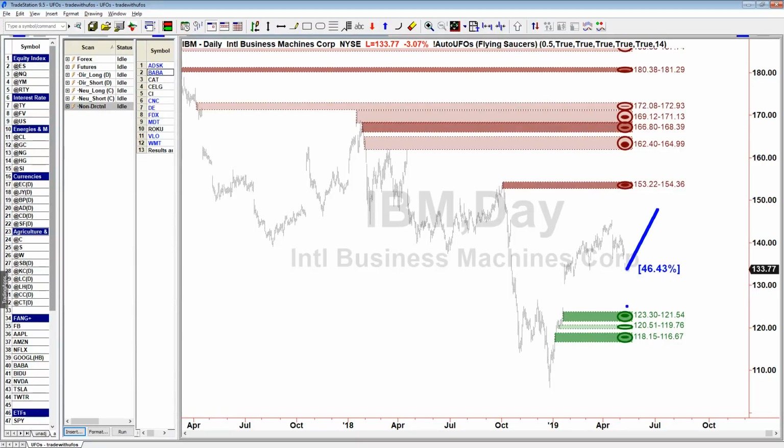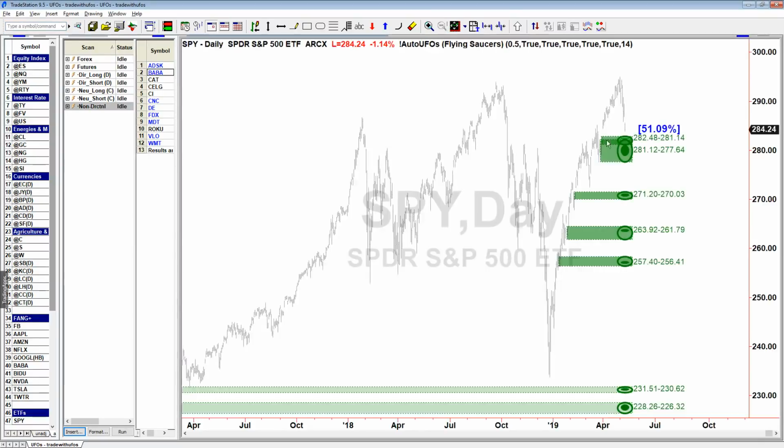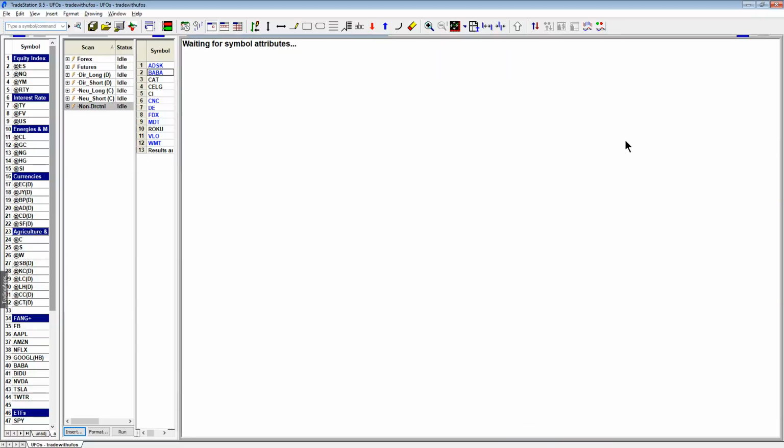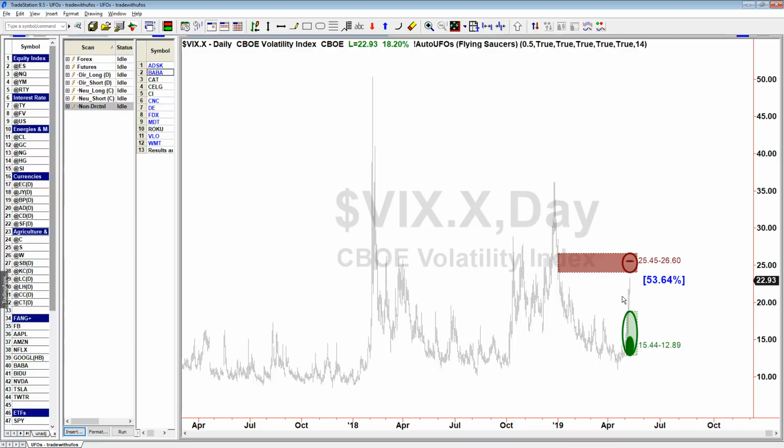A little concerning is the fact that the next UFOs are much further away, but less concerning is the fact that the S&P has UFOs very close by, and as I said before, we have the VIX also approaching a red UFO. So what is likely to happen in the following days or beginning of next week? We are likely to have a market turn where the whole broad market goes back up and IBM should follow. Okay, am I gonna be right all the times? No. Is it likely to happen? Yes. So stick with the plan, Al.